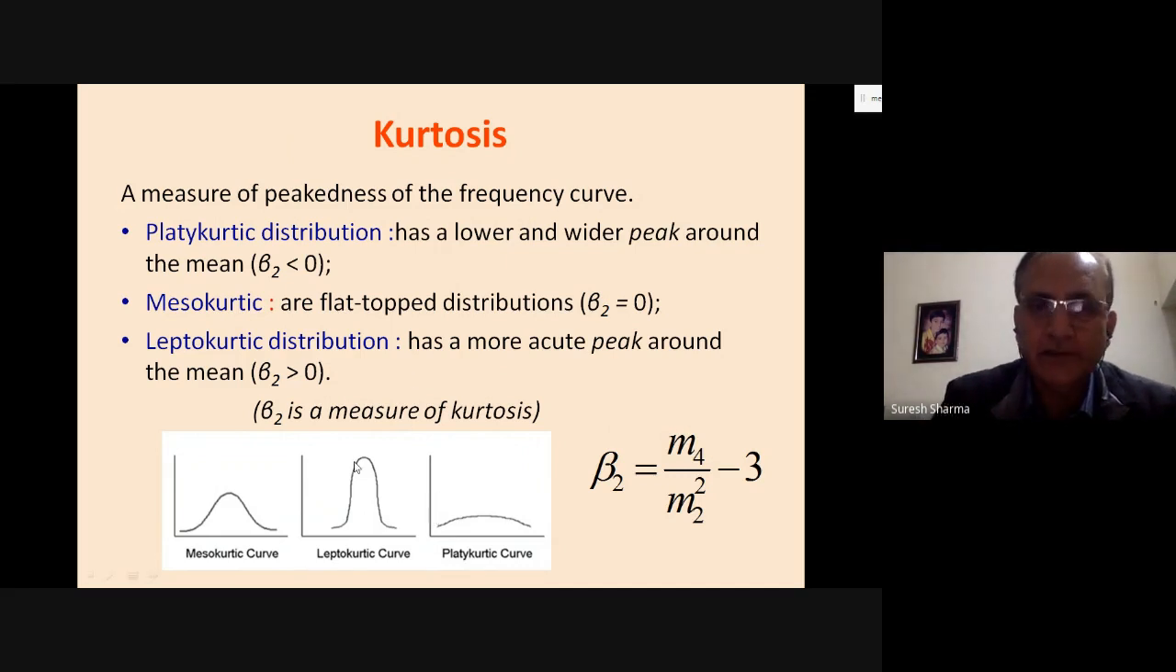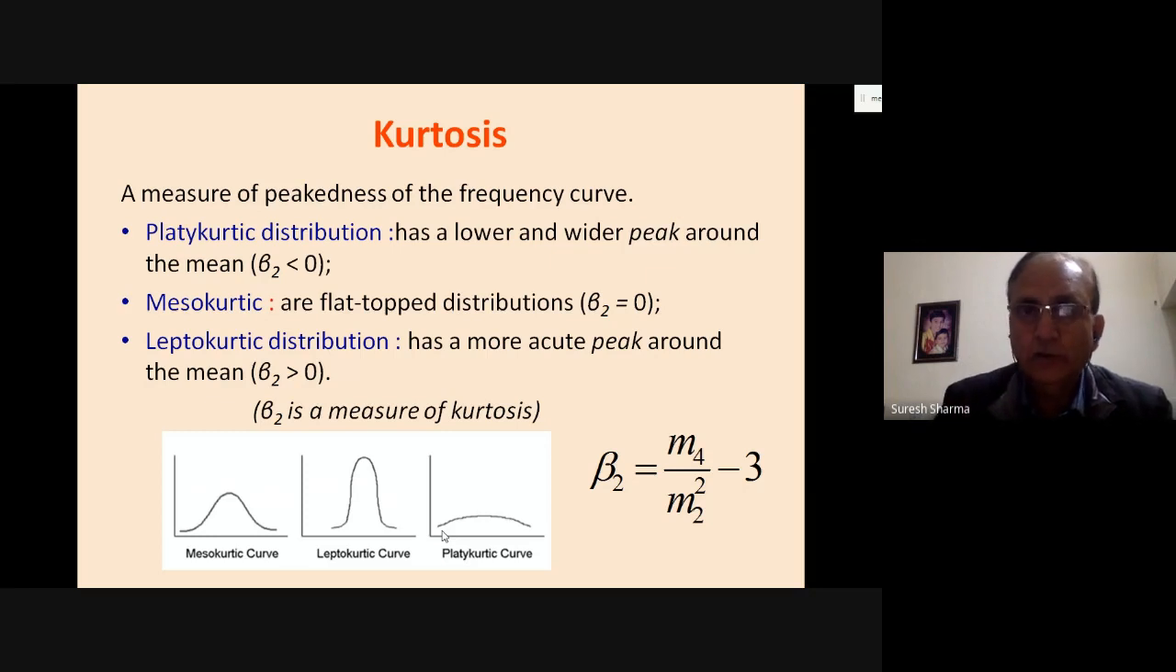This is having high peak. This is having flatter peak. This is in between the two. That means skewness will not serve the purpose again. Just like mean cannot describe your data, you need median, you need mode. Same way, skewness may have certain problems. You need to look at kurtosis also. That means how your curve is having high peak or a flatter peak or in between.